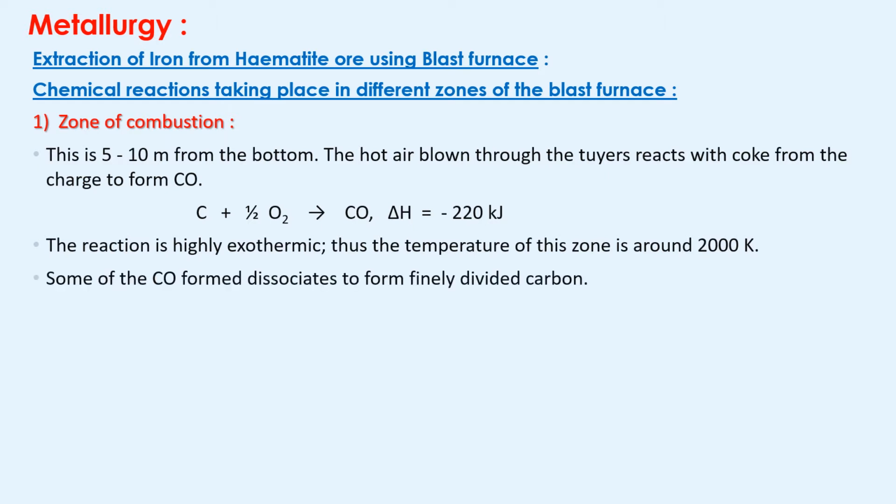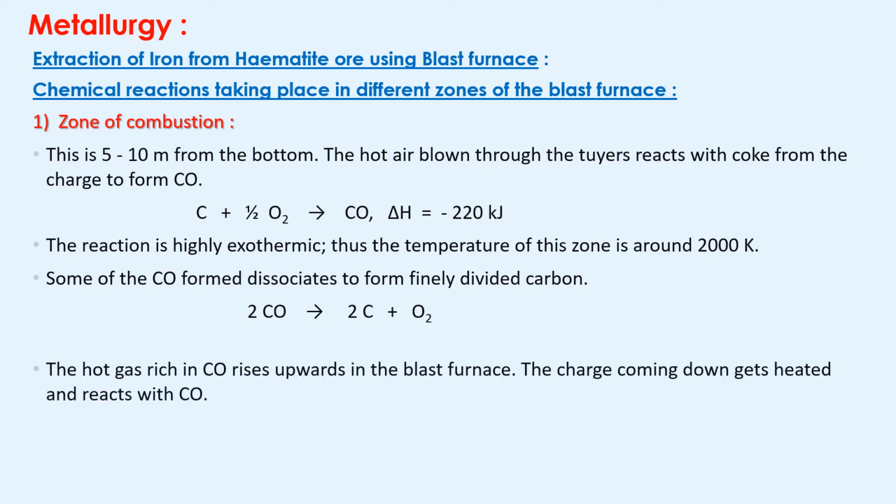Now some of the CO formed will dissociate to finely divided carbon here, means CO gets converted into C plus O2. The hot CO gas rises upward in the blast furnace, and the charge coming down gets heated and reacts with the CO. So in this case CO acts as a fuel and also as a reducing agent. In the exam they may ask you that CO acts as a fuel and as a reducing agent in the zone of combustion, so you have to give this reaction.